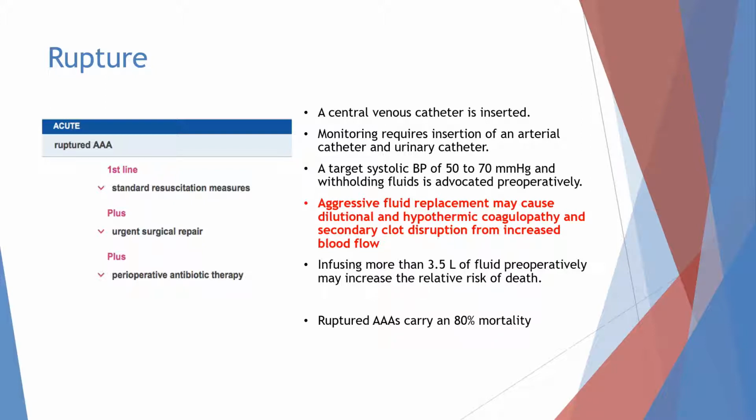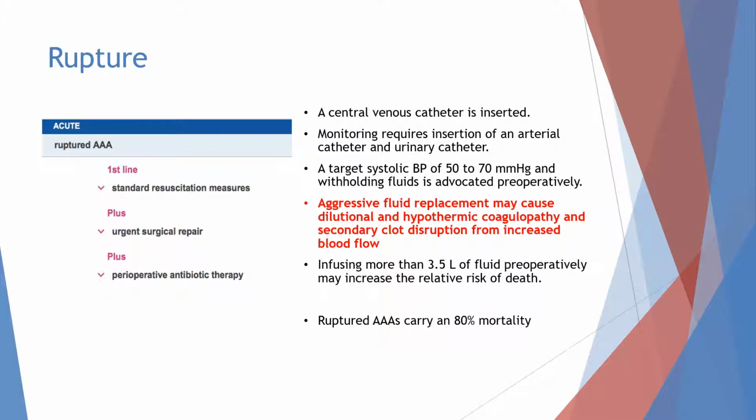In the emergency scenario of a ruptured AAA, patients will usually present profoundly hypovolemic. So with these patients, it's important to get a central venous catheter in, a urinary catheter, an arterial catheter to get full information about not only fluid balance, but blood pressure. And the target blood pressure with these patients is quite low, accepted a systolic of 50 to 70.